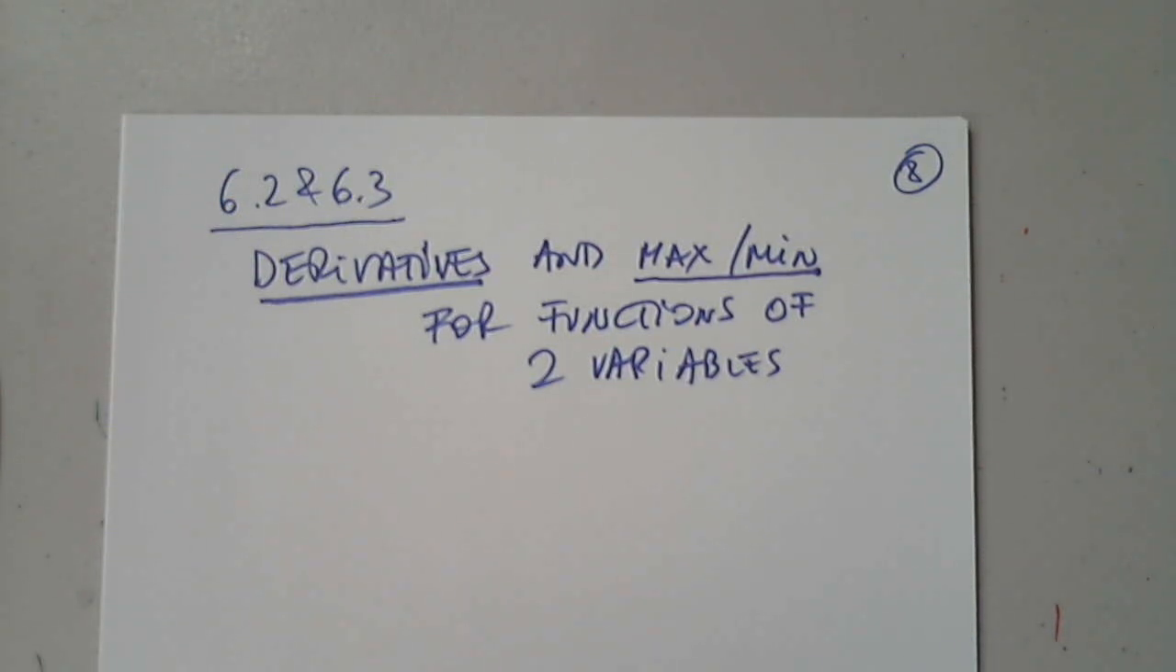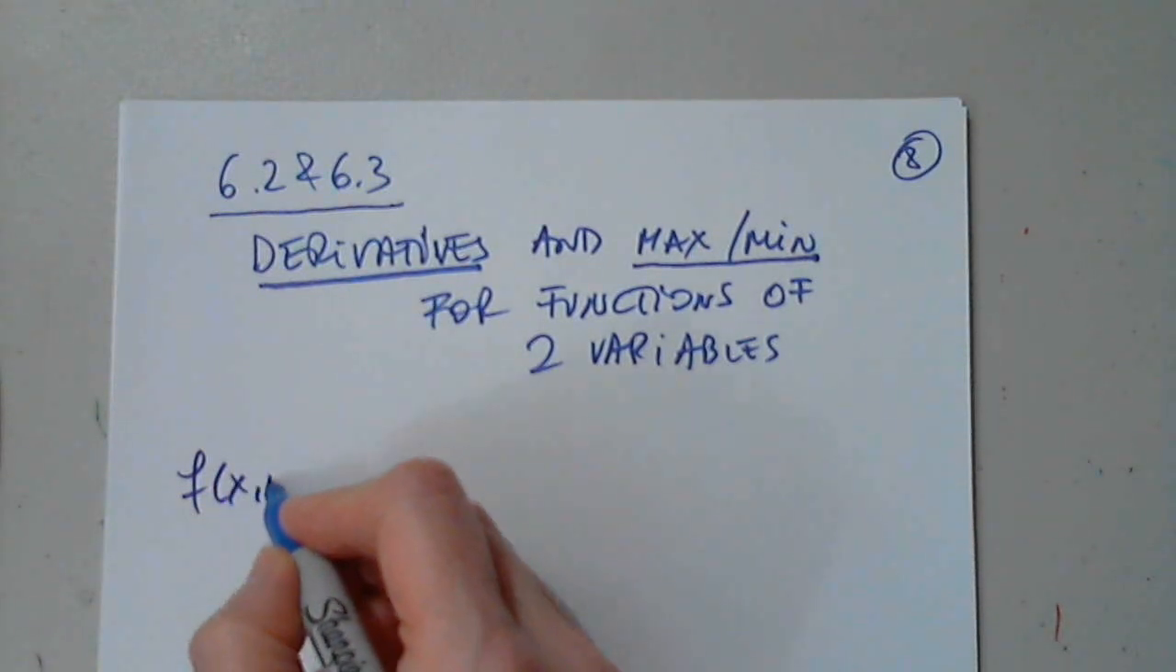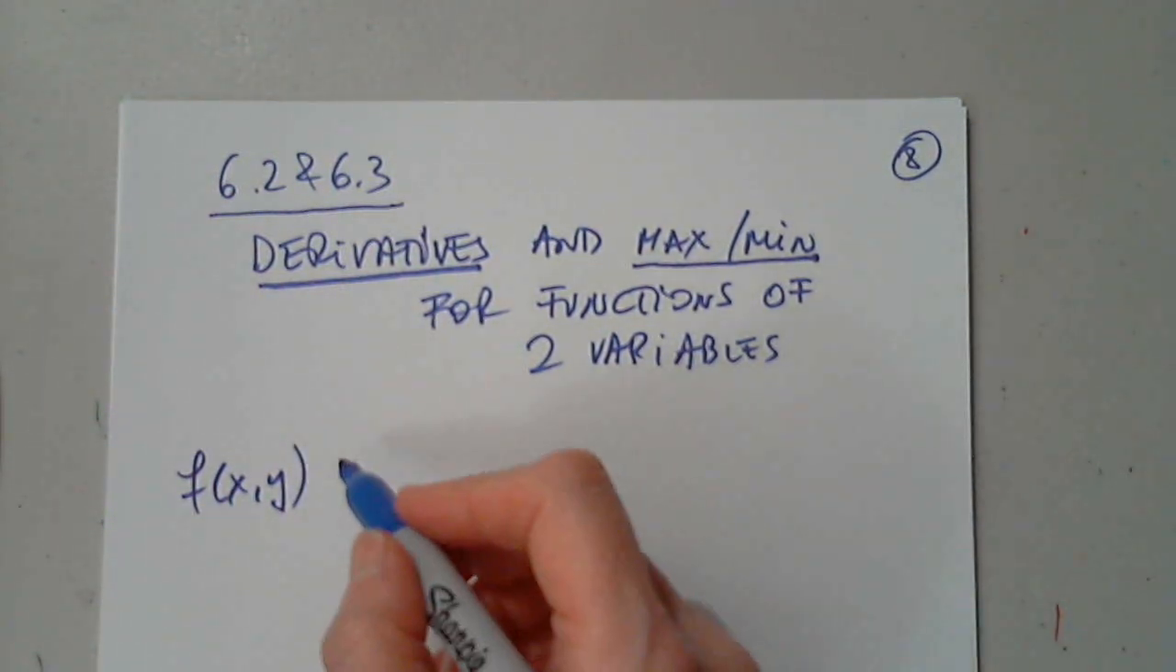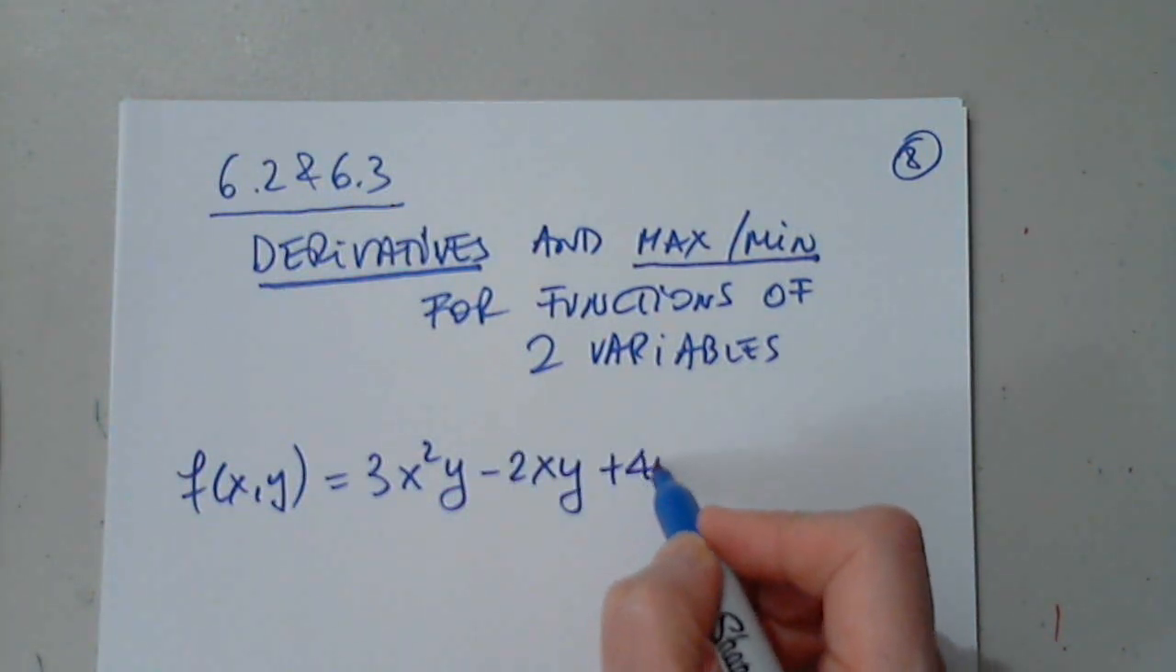Okay, so we're going to choose a function. Yes, of course, they are as complicated as possible. I'm going to choose something simple. I'm not going to answer this just yet. So I'm just going to choose a function. So f of x comma y equals 3x squared y minus 2xy plus 4y.